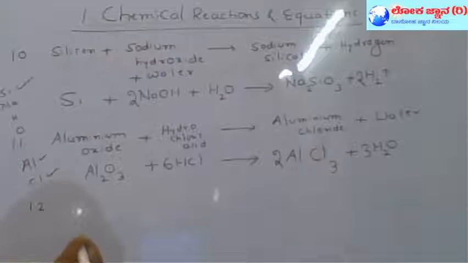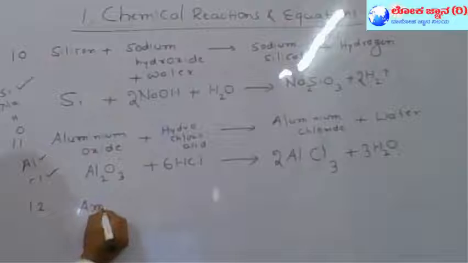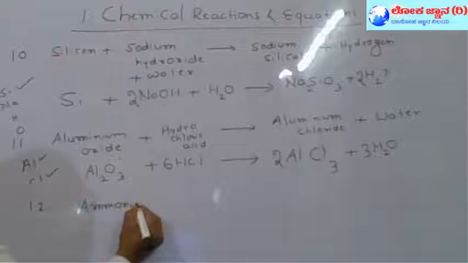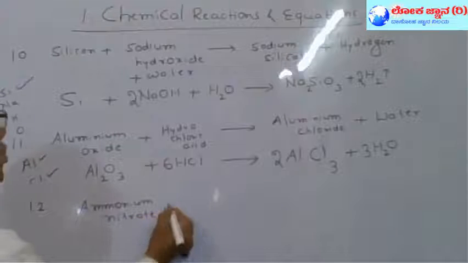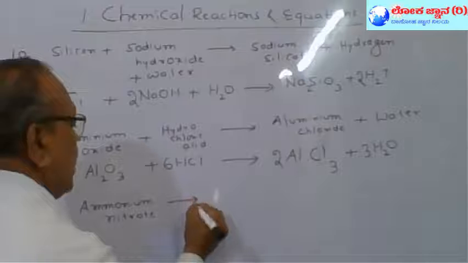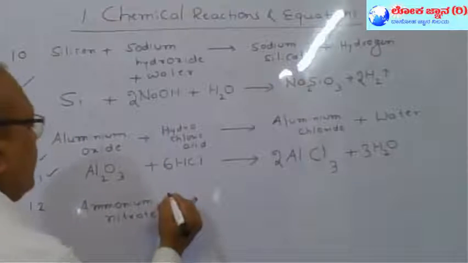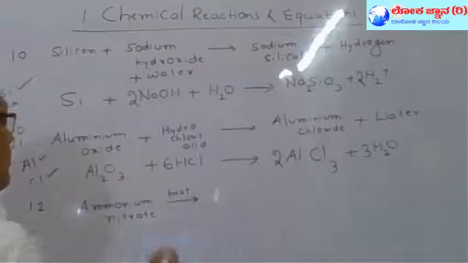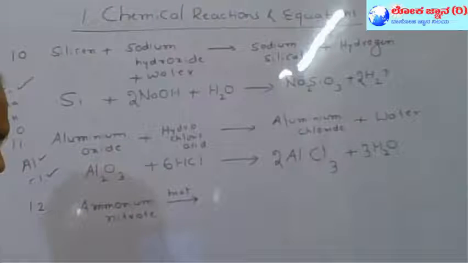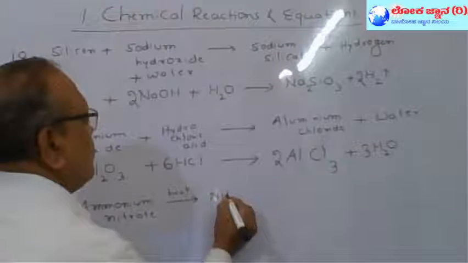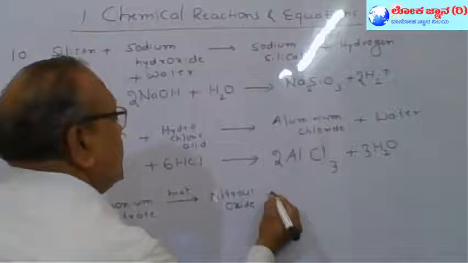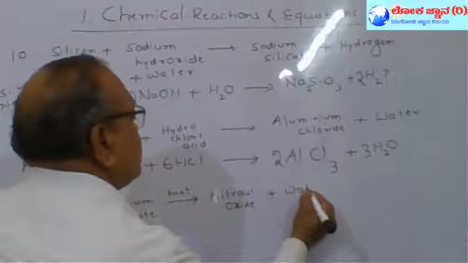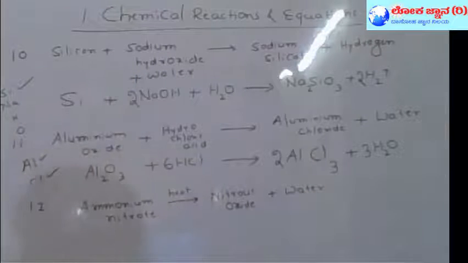Ammonium nitrate. Arrow mark. Here you have to write heat, on heating. Ammonium nitrate on heating gives you 2 products. Nitrous oxide and water. Nitrous oxide plus water. See, this is the reaction.